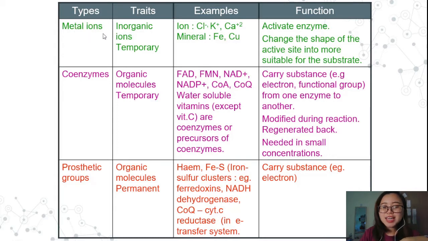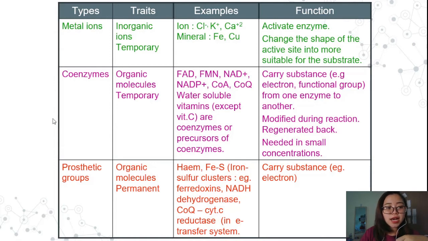For metal ions, these are inorganic ions that will bind to the enzymes temporarily. Here are some examples. They can exist as ions, for example, chloride ions, potassium ions, and calcium ions, or they can be as minerals such as iron and copper. The function of metal ions is to activate the enzyme. They will change the shape of the active site into more suitable shape for the substrate. So, dia macam tolong untuk kasi ngam bentuk active site untuk substrate masuk.